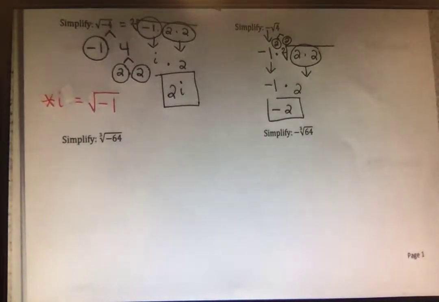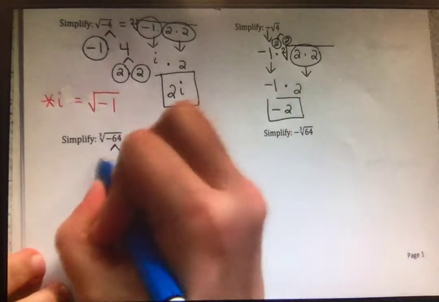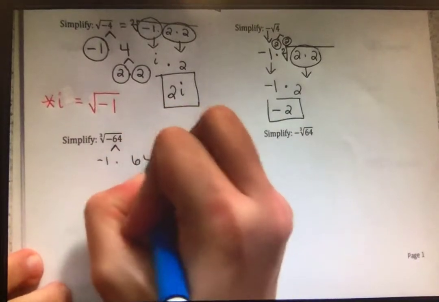Next, we have the cubed root of negative 64. Just like the previous problem, now we're looking for 3 of a kind because it's a cubed root. Negative 64, we can break down into negative 1 times 64.